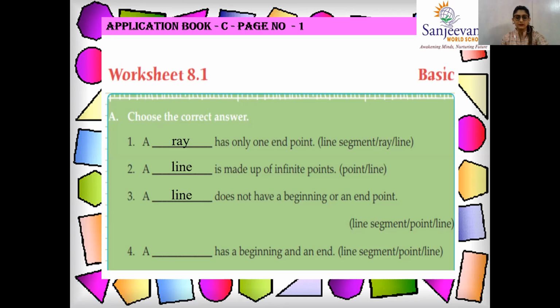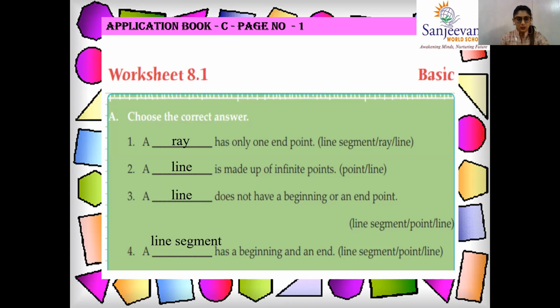Now moving ahead with the fourth fill in the blank, a dash has a beginning and an end point. A line segment has a beginning and an end point. Both the sides there are points and there is a line in between. It's a part of a line. So a line segment is a part of a line. A line segment has a beginning and an end point.